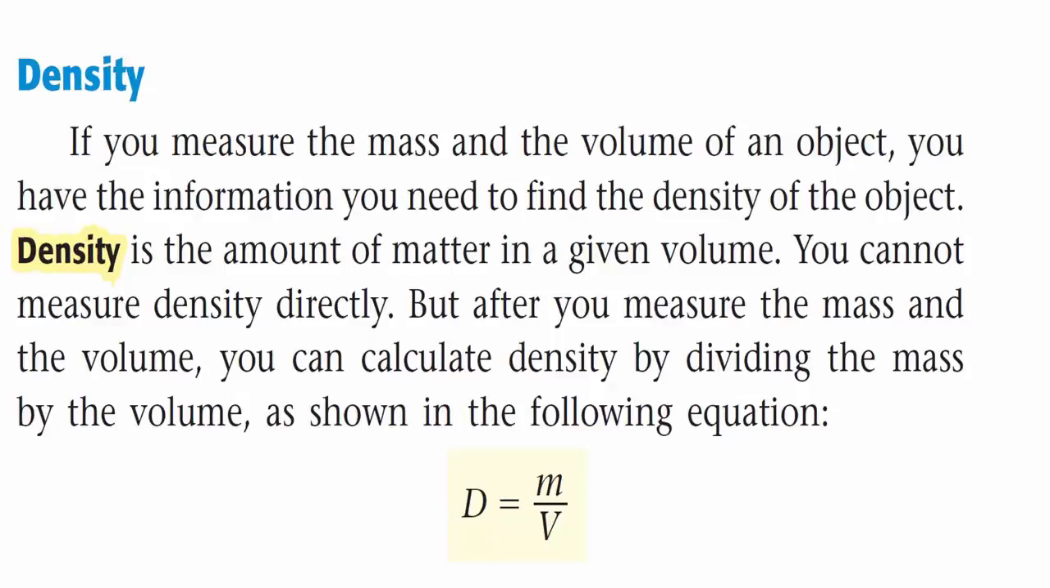Density. If you measure the mass and the volume of an object, you have the information you need to find the density of the object. Density is the amount of matter in a given volume. You cannot measure density directly. But after you measure the mass and the volume, you can calculate density by dividing the mass by the volume, as shown in the following equation. D equals m over v.